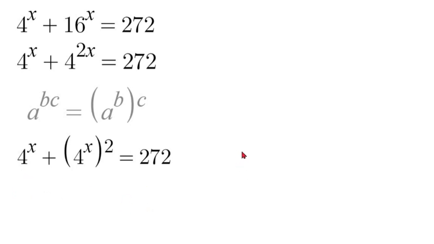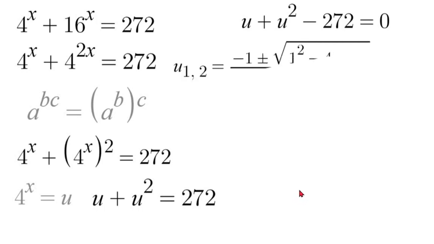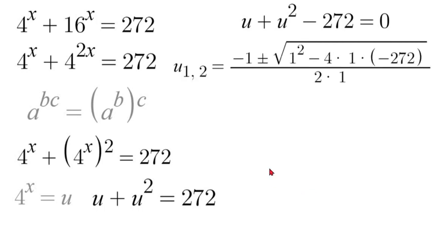Now that we have done this, we can substitute 4 to the power of x for, we'll say, the letter u. So we'll say 4 to the power of x is equal to u, which means we'll have u plus u squared is equal to 272, or if we subtract 272, we'll have u squared plus u minus 272.